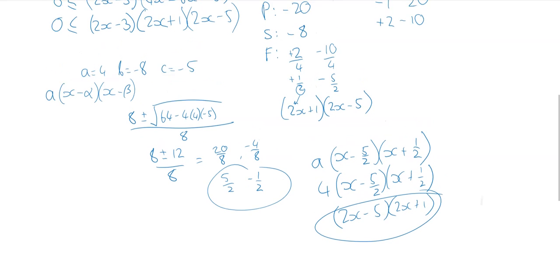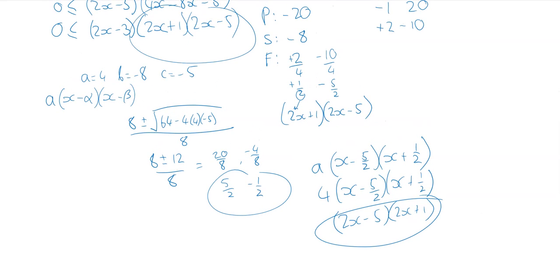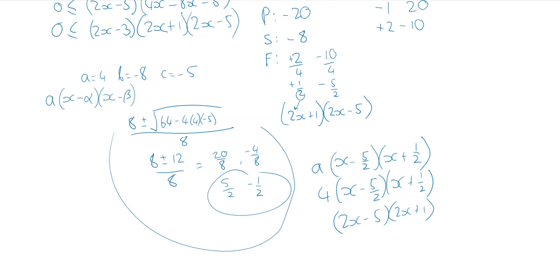Oh, does that look familiar? Yes, it does. It's what I ended up with back here. And now you can see why this PSF method is really great for quickly doing something that takes a little bit longer over here. But obviously it still only works when our roots or our zeros are rational numbers. They don't have to be integers, but they do need to be rational.